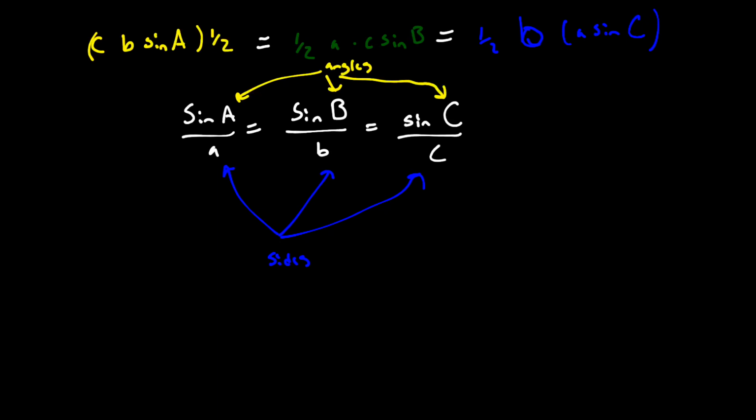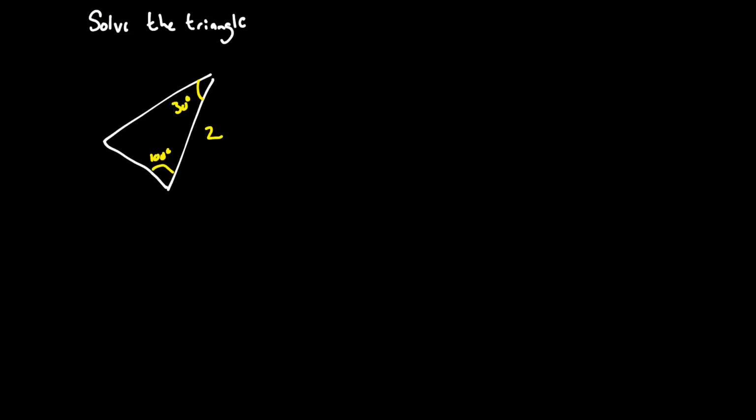Let's go ahead and apply the law of sines to solve a triangle. Here we're given a triangle with two angles and one side. Let's label this triangle a little further. We'll call this angle A, this will be our angle B, and this will be our angle C. This makes this side b, this is side c, and this is side a. Since we know that the angles of a triangle have to add up to 180 degrees, then we see that this has to be 50 degrees. Which means to solve this triangle, we need to find side a and side c.